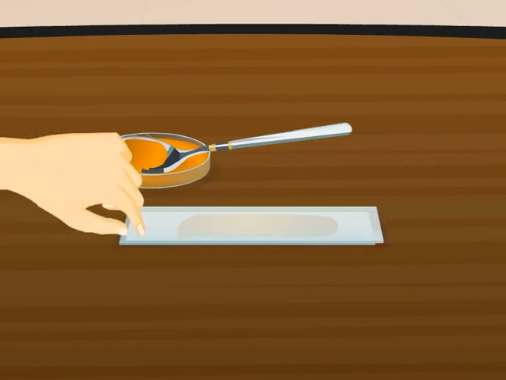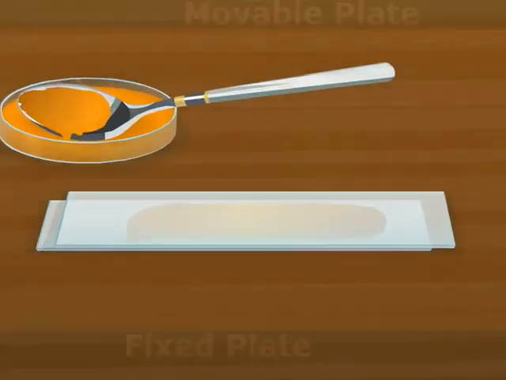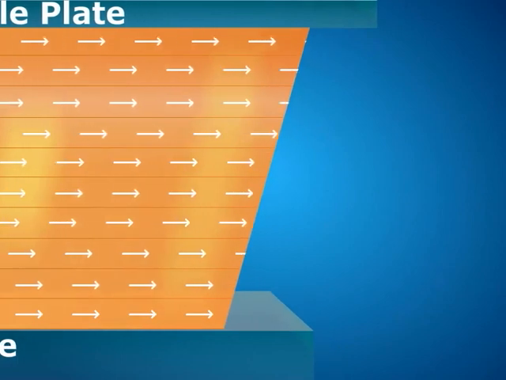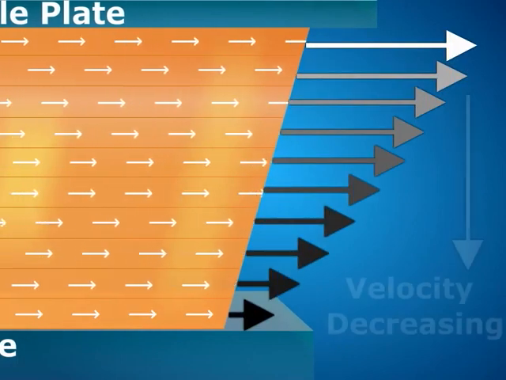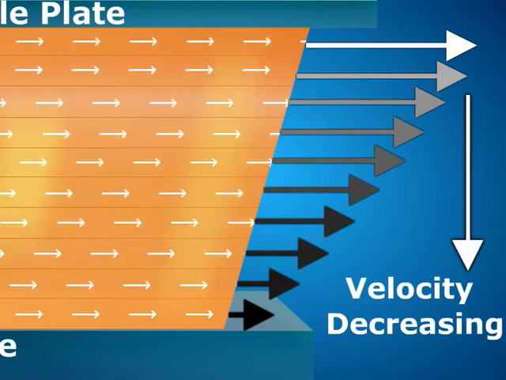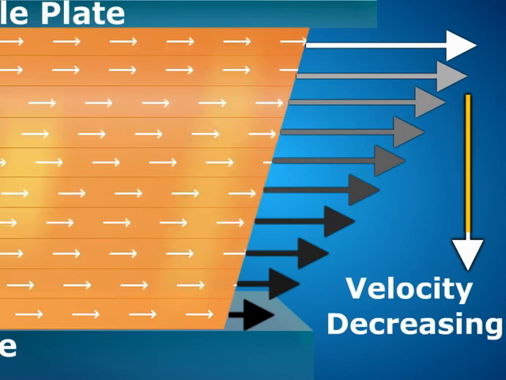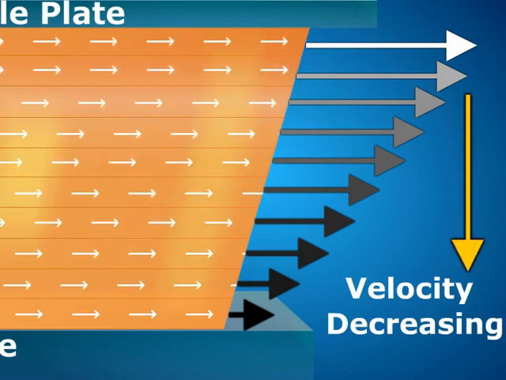When the upper glass plate is pushed, the layer of honey attached to it moves with the velocity equal to the velocity of the plate, whereas the velocity of the layer just below it is smaller and it keeps on decreasing as we go towards the fixed plate. The layer attached to the fixed plate remains stationary.